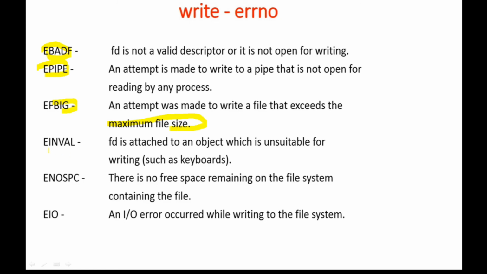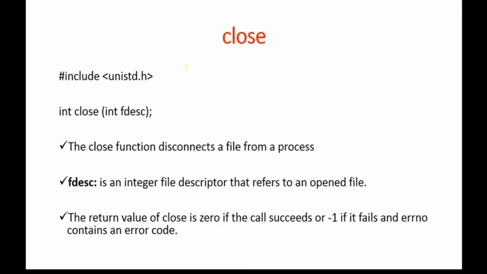Then EINVAL is there. It is attached to an object which is unsuitable for writing, such as the keyboard. Then the next is ENOSPC: no free space remaining on the device containing the file. Then EIO: an error occurred while writing to the file system. These are the different types of errors which may occur whenever you perform the write operation on your file.